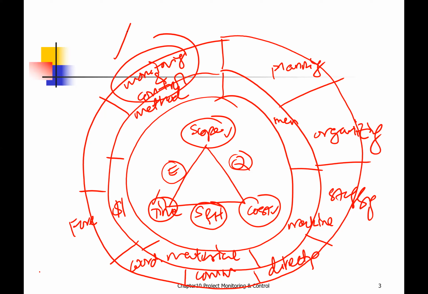Even though we do not cover this as detailed as planning, because planning is very important in project management. We consider it the heart of project management. We do cover one topic on organizing, but we do not cover so much on directing, staffing, communication, in fact, motivating. There are so many aspects in management which we do not cover in detail.